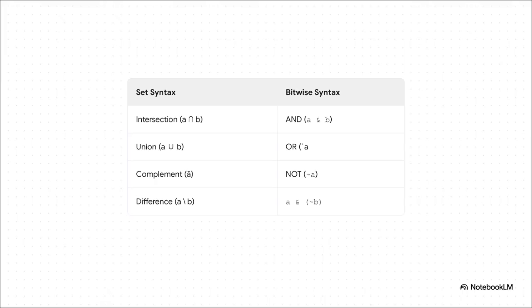And this is where the real magic happens. All those standard set operations we learned in math class, they map directly to a single, lightning-fast, bitwise operation. You want to find the intersection of two sets? That's just an AND. The union of two sets? That's just an OR. It's the perfect combination of elegance and raw speed.